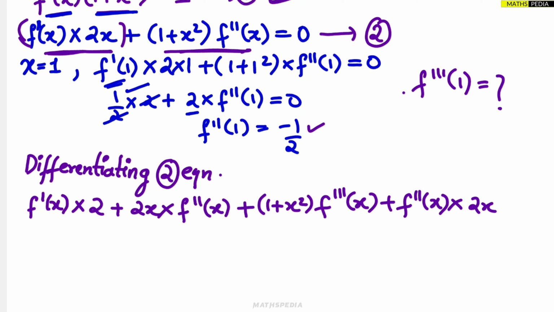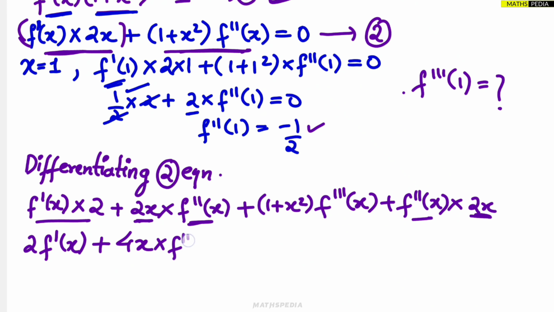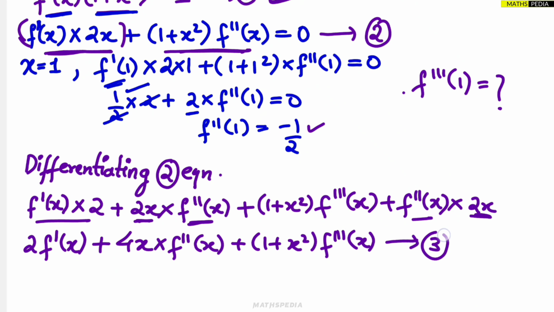Now just substitute the x value as 1. Before that, if you want, you can simplify the equation. 2x f double dash, combine both. This particular thing can be written as 2 into f dash of x, plus 2x and 2x will get added. It will become 4x into f double dash of x plus this particular thing. This particular equation can be named the third equation, because this will be needed for finding the fourth derivative.